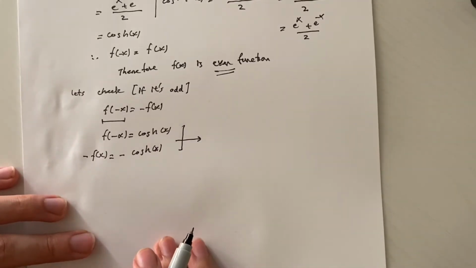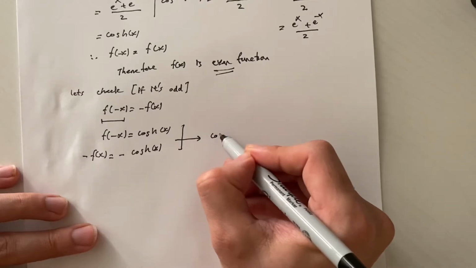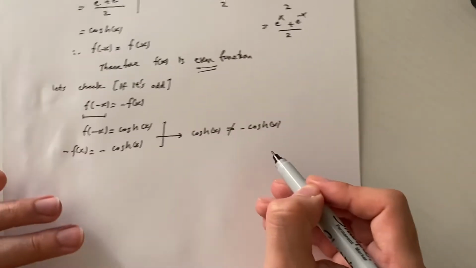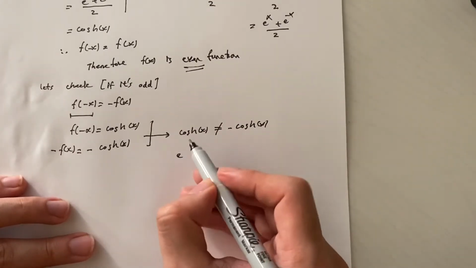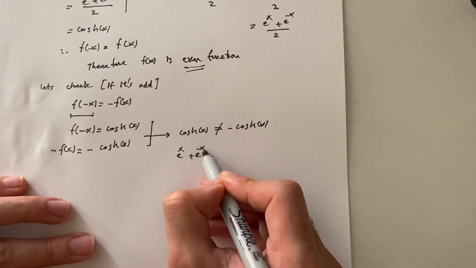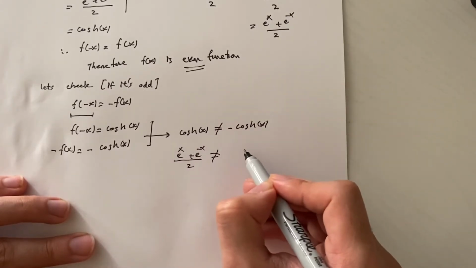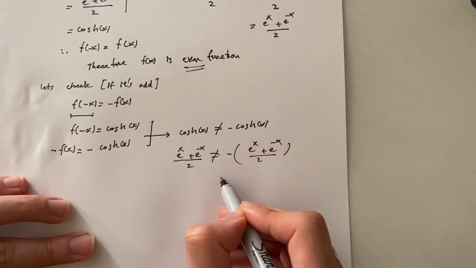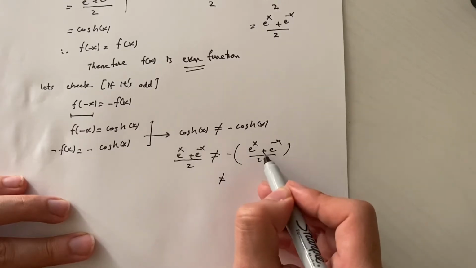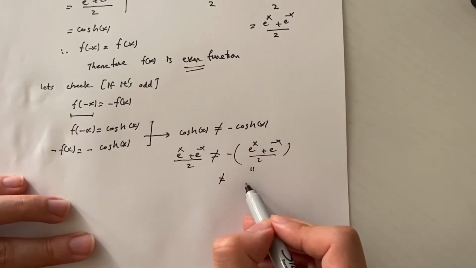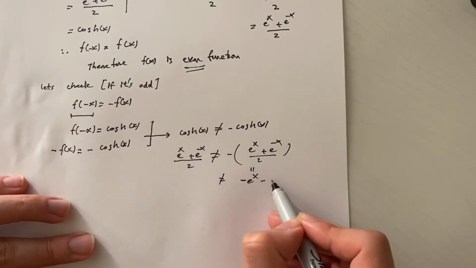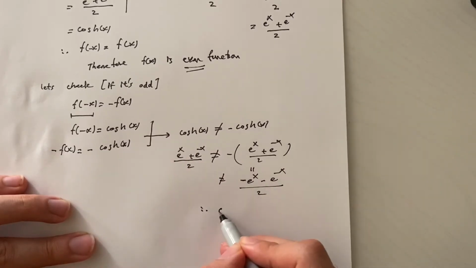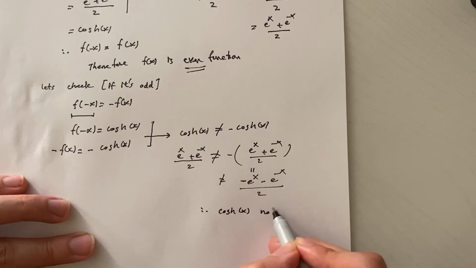And then we notice that these two functions are not equal. We can also go further to the definition of cosh of x. The definition of negative cosh of x is going to be negative times the whole term, e to the x plus e to the negative x, all over 2. Now we can bring the negative into the parentheses. That results in negative e to the x and negative e to the negative x. These are not the same. Therefore, this function is not an odd function.